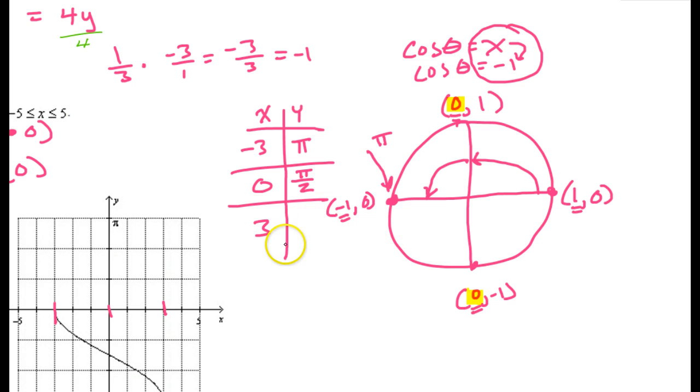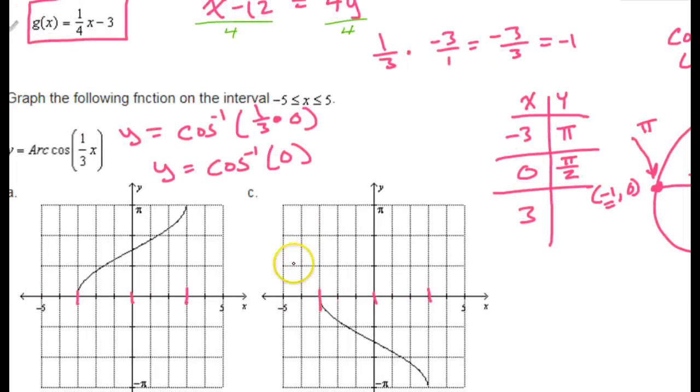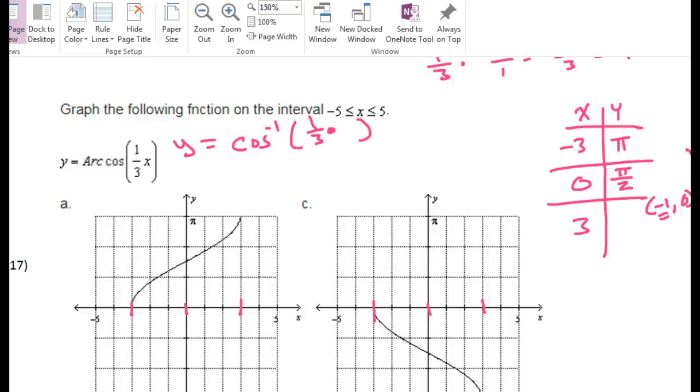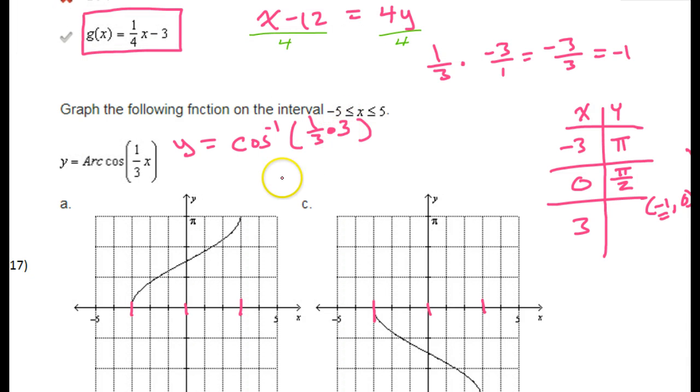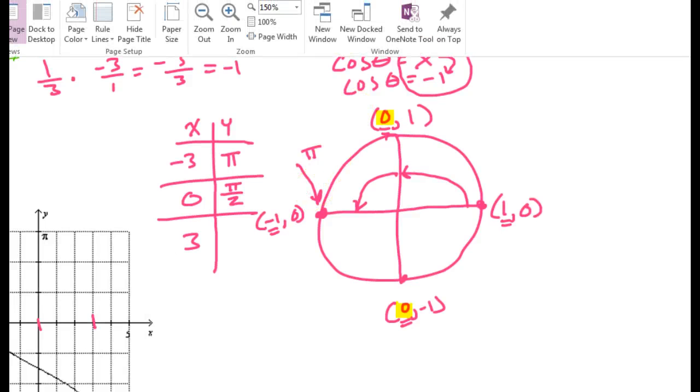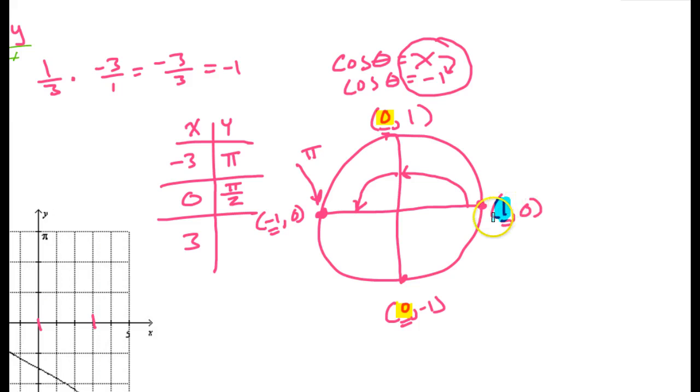Okay, now one more time. Now we have an x value of 3. If we put in 3, what do we get? Well, that's going to be the inverse cosine of 1. Inverse cosine is an angle. It's the angle whose cosine is 1. So what angle has a cosine of 1? Cosine is the x value. So this is a cosine of 1. This is 0 degrees or 0 radians. So the answer is 0.